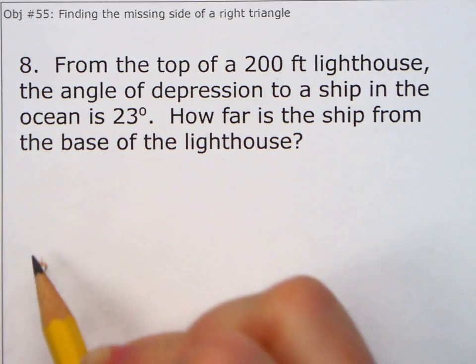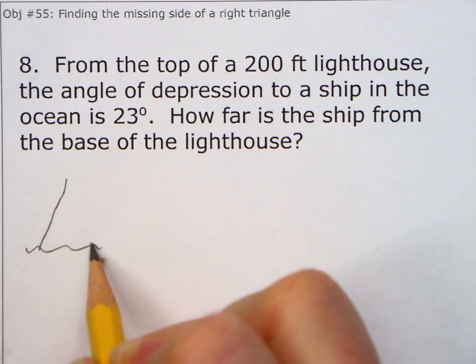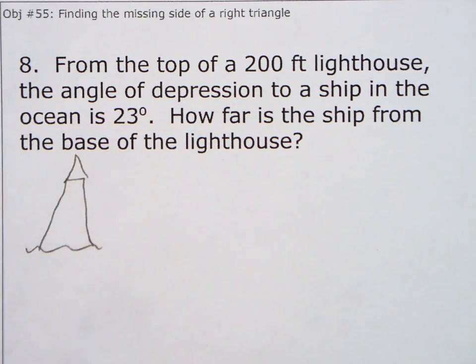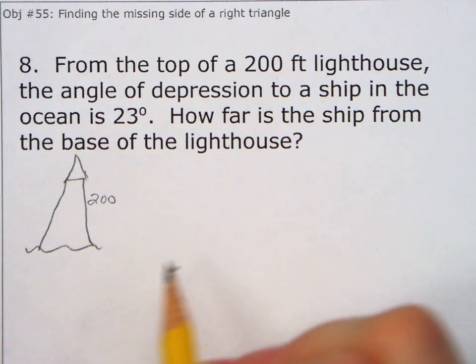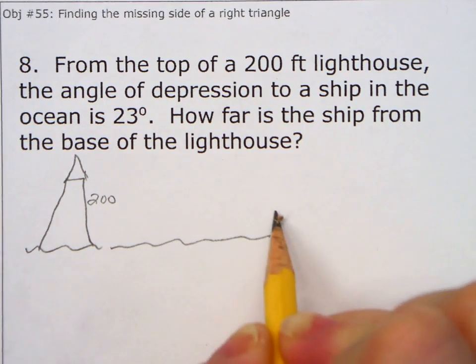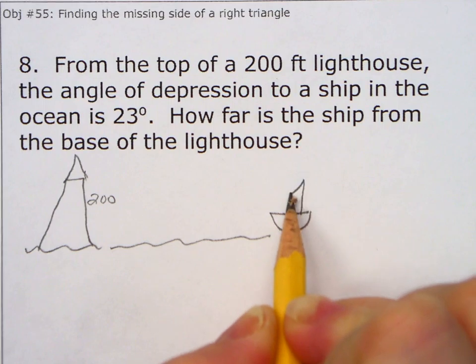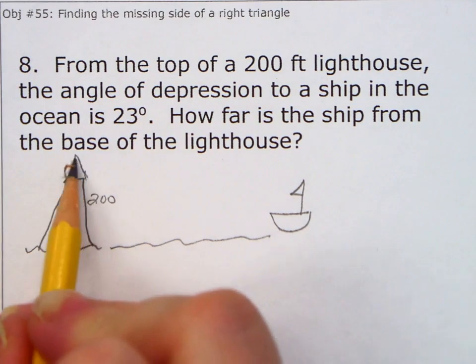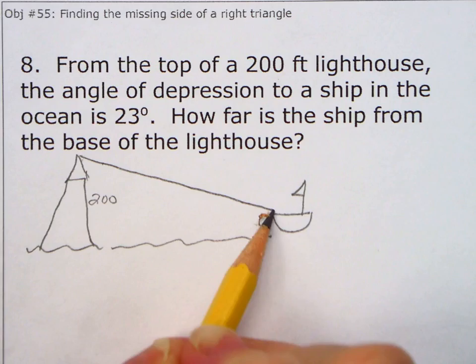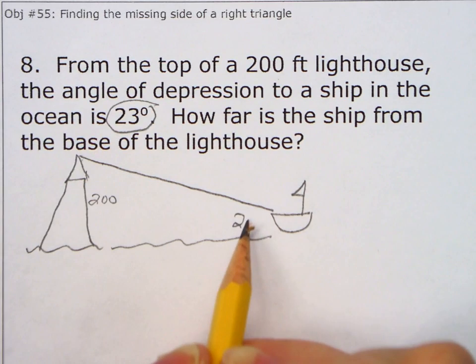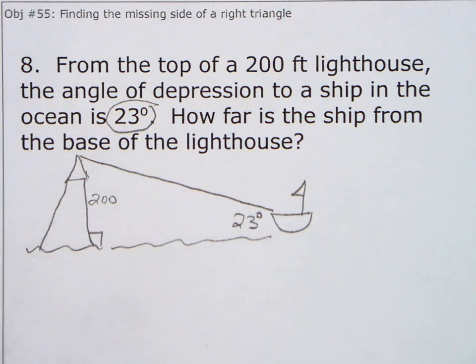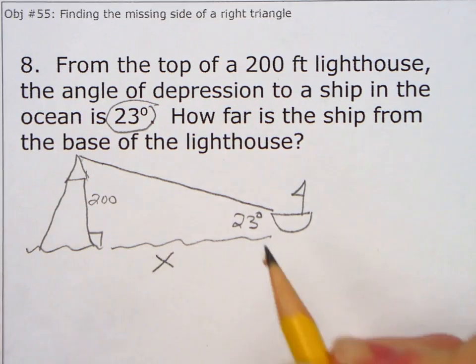All right, so here's my lighthouse. Okay, there's my lighthouse. And it's 200 feet. 200. And then there's a ship out there. Here's my ship. And here's the light, and it's going to the ship. The angle of depression is 23. So that's this angle right here. This is your 23 degrees. How far is the ship from the base of the lighthouse? So how far is the base distance?